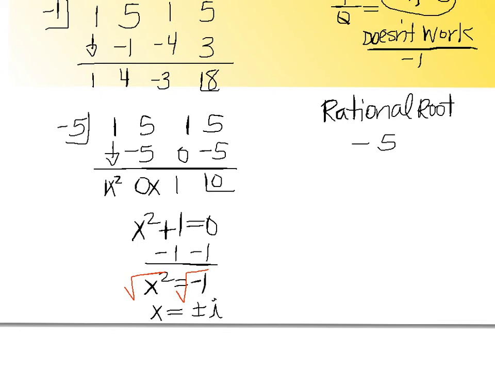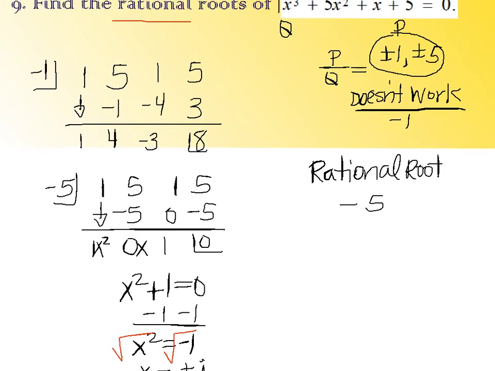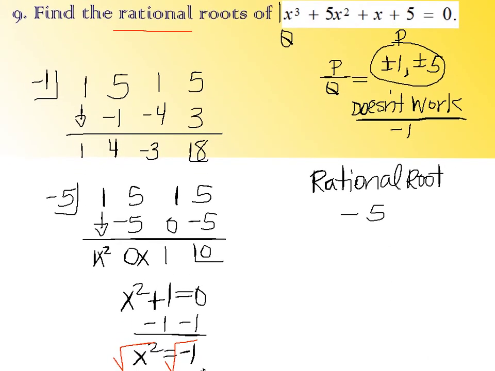Well, i is not rational. i is imaginary. My question wanted me to find the rational roots. So I only have one rational root here, and that's negative 5. My other two roots are imaginary.